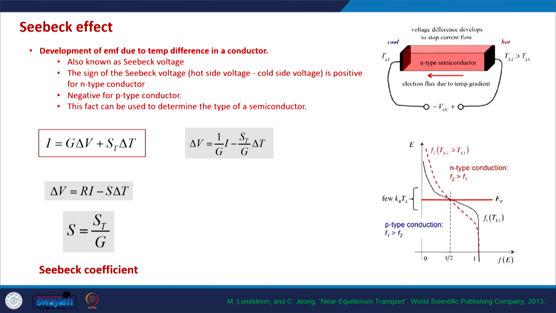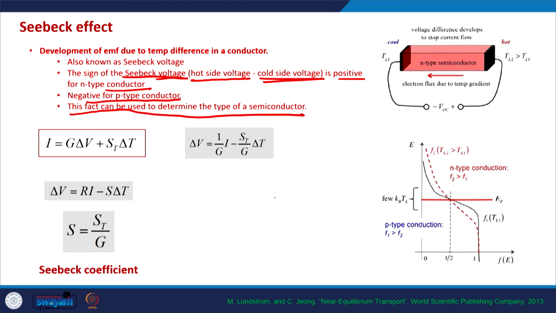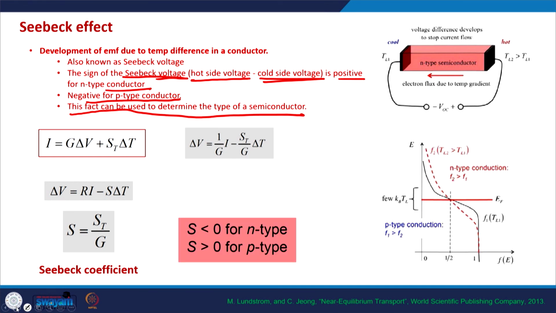As we would expect, the sign of the Seebeck voltage, which is the ΔV, also known as the voltage on the hot side minus the voltage on the cold side, is positive for an N-type conductor, and the Seebeck voltage is negative for a P-type semiconductor. And this can also be used to determine the type of semiconductor that we are using. So this we have also discussed here.